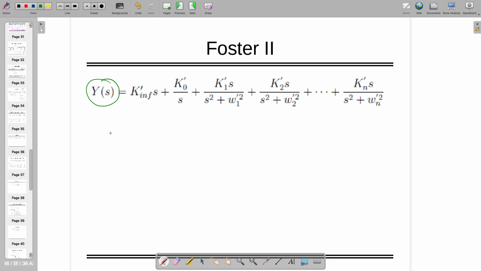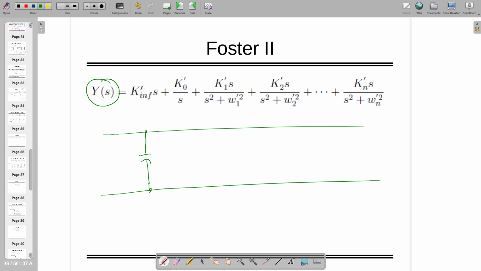So Divanshu, what do you think? First element is inductor or capacitor? Note that this is admittance, so it has to be capacitor, right? You can see that. Second block is capacitor or inductor? What about the third one?